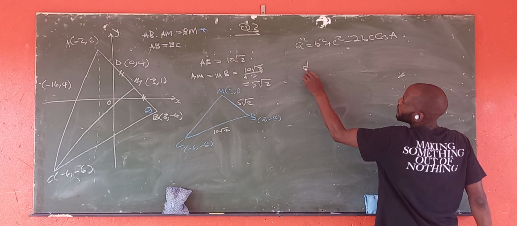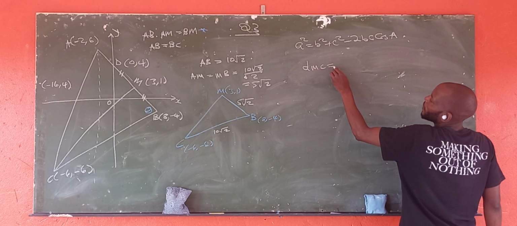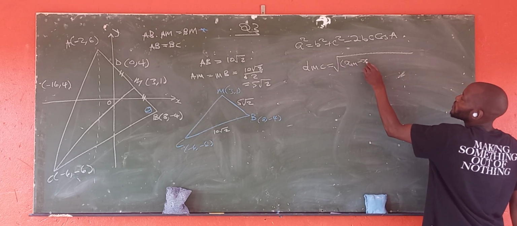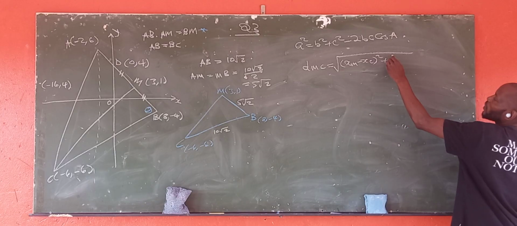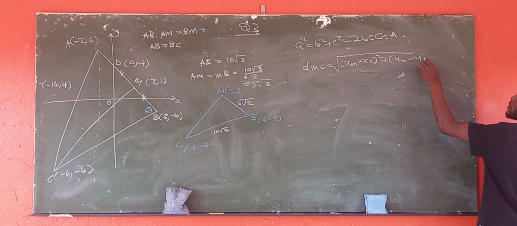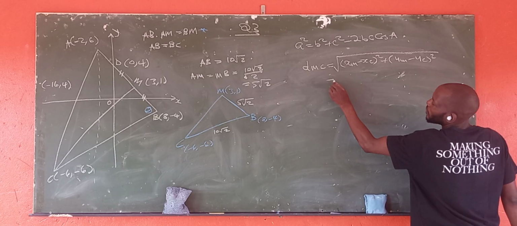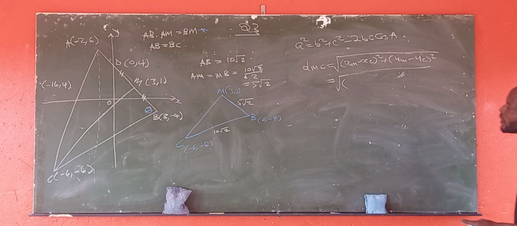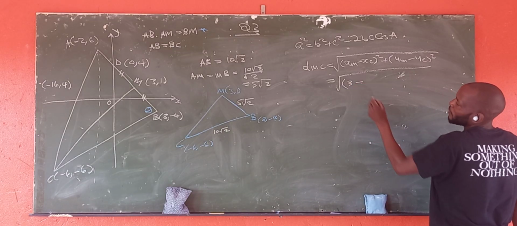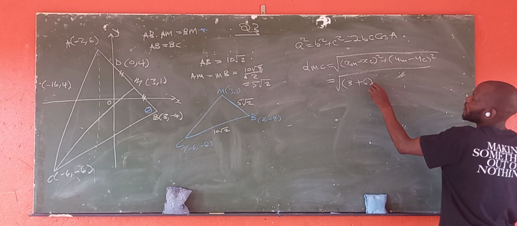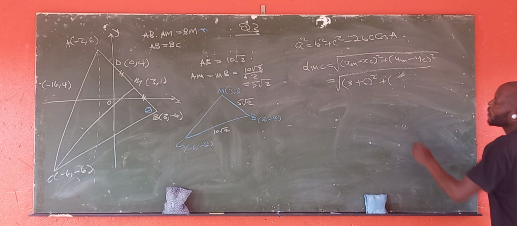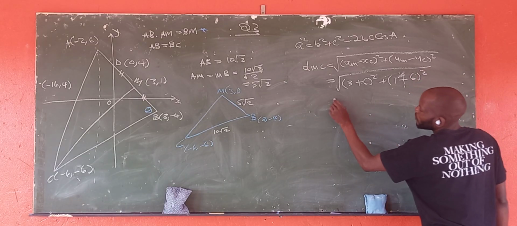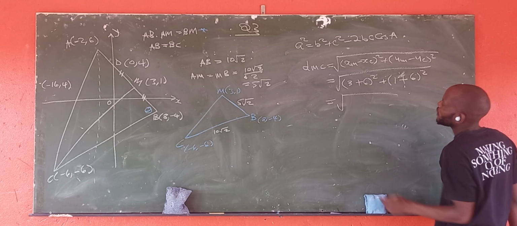So let's calculate the distance of MC. It will be x at M minus x at C, whole squared, plus y at M minus y at C, whole squared. X at M is 3 minus X at C, negative by negative is positive, and then Y at M is 1 minus negative, negative by negative is positive. So this would be 9.